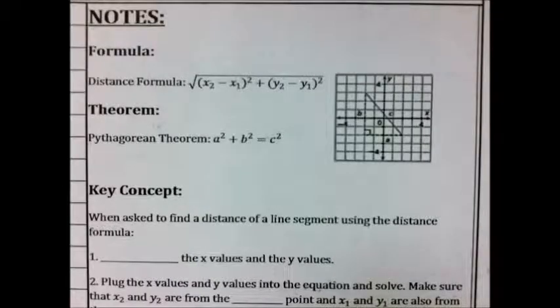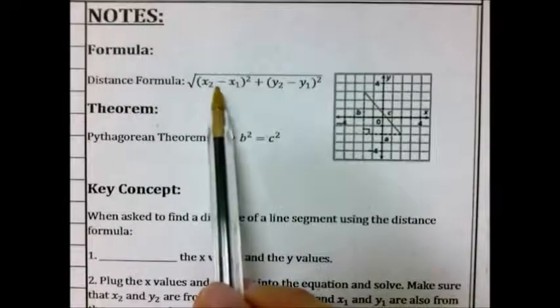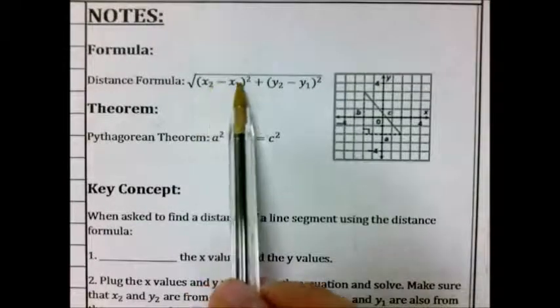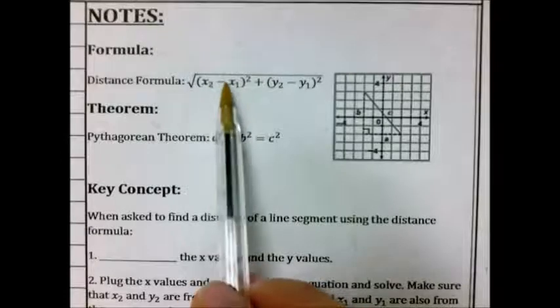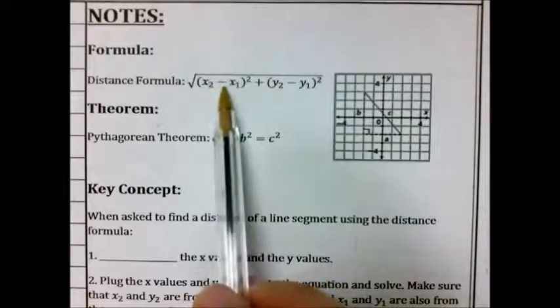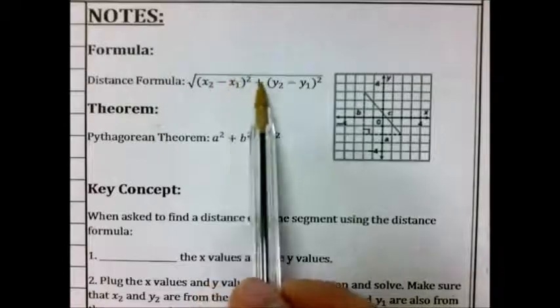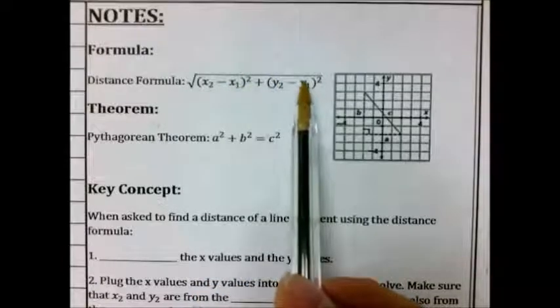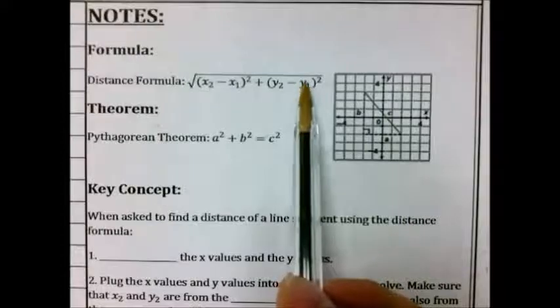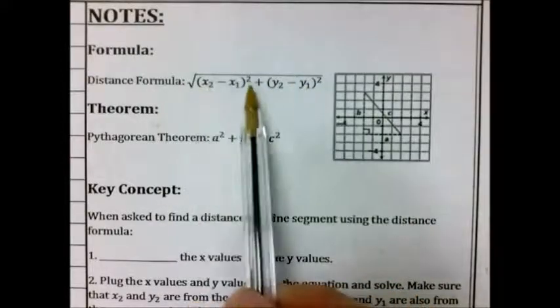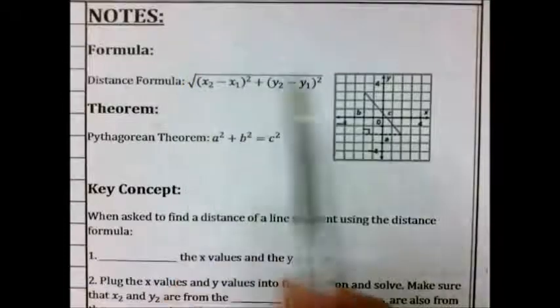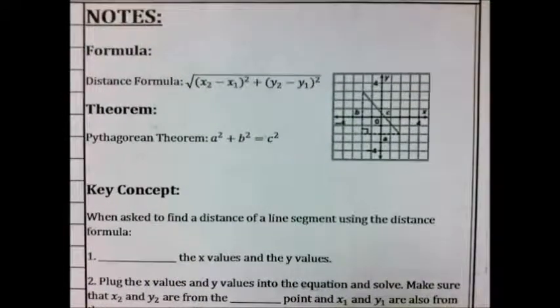The formula is called the distance formula. And what you do with the distance formula is you take the x values of 2 points, so x2 and x1, and you find the difference of those. And once you find the difference, you square it. And once you have that, you add that to the difference of the y values of the same 2 points, squared. And you're going to add those two together. And once you add them all together, then you can find the square root of that. And that square root will give you the distance of whatever line you are trying to find, the distance between 2 points.